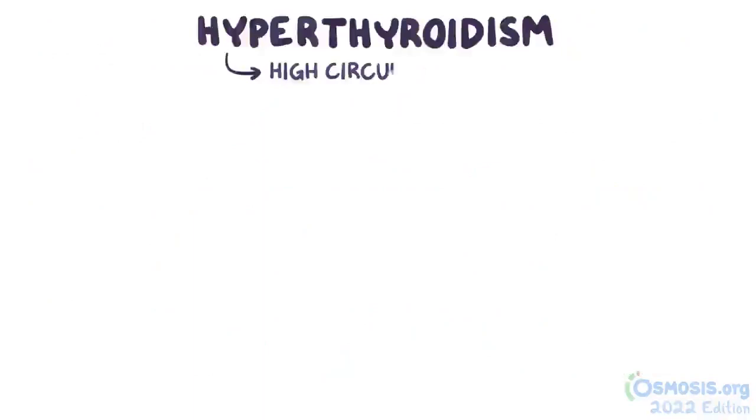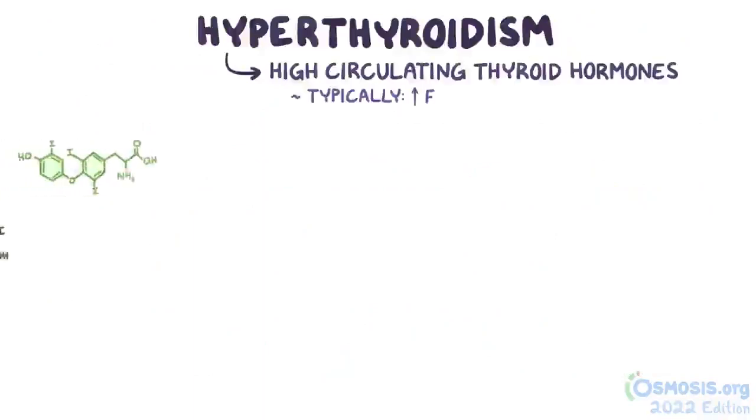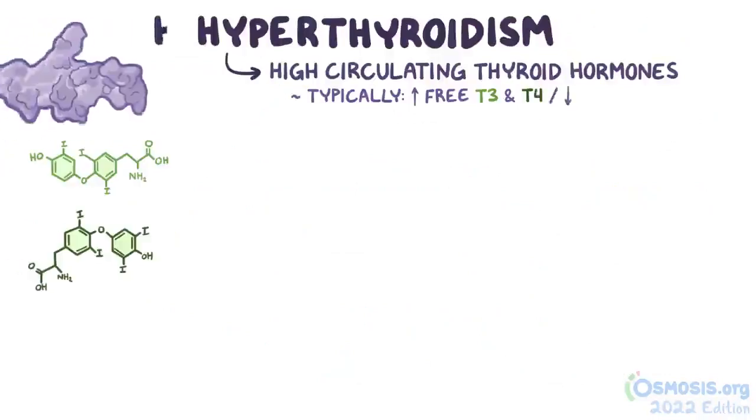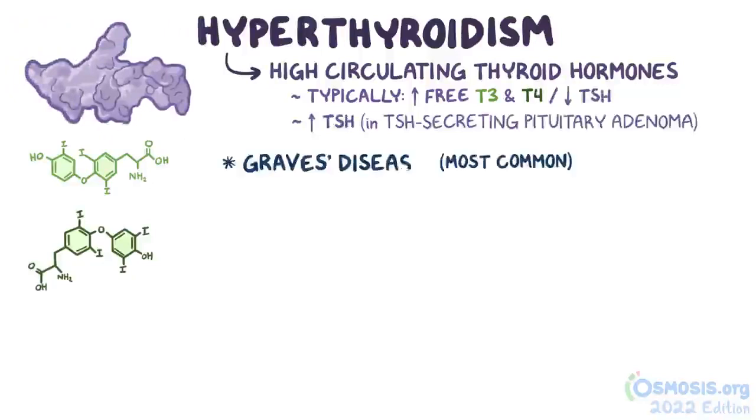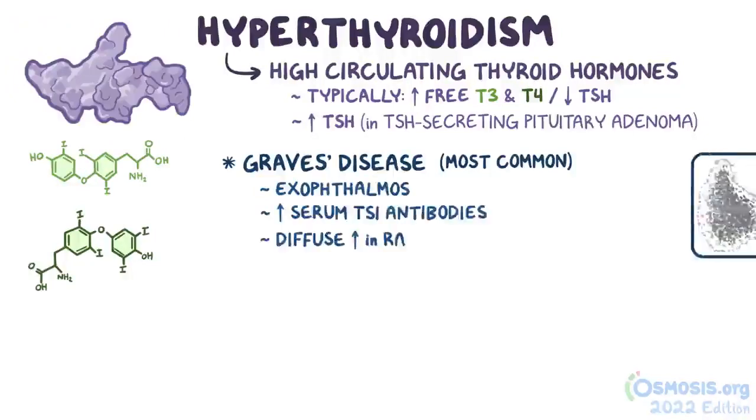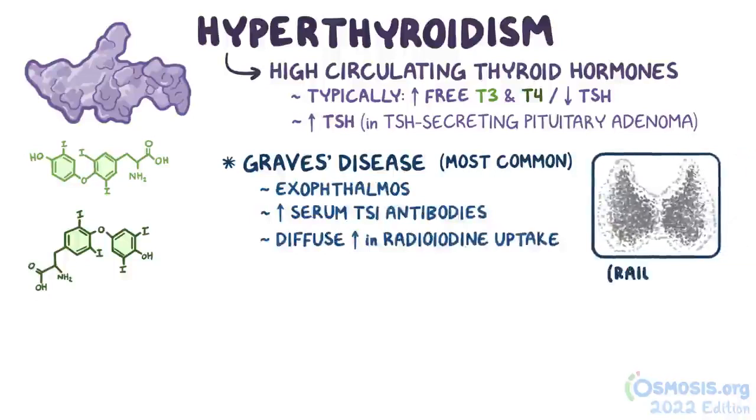Alright, as a quick recap, hyperthyroidism refers to high circulating thyroid hormones in the blood and typically presents with high free T3 and T4 and low TSH, but TSH may be high in the case of TSH secreting pituitary adenoma. The most common cause is Graves' disease, which may present with exophthalmos, elevated serum TSI antibodies, and a diffuse increase in radioiodine uptake on an RAIU scan.